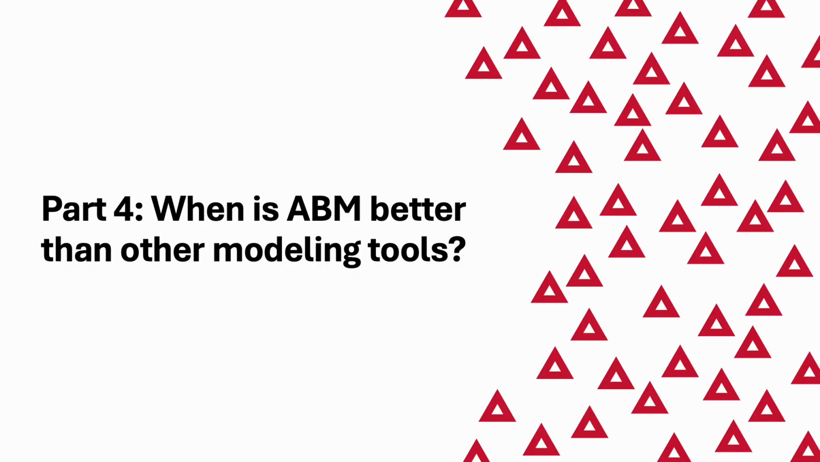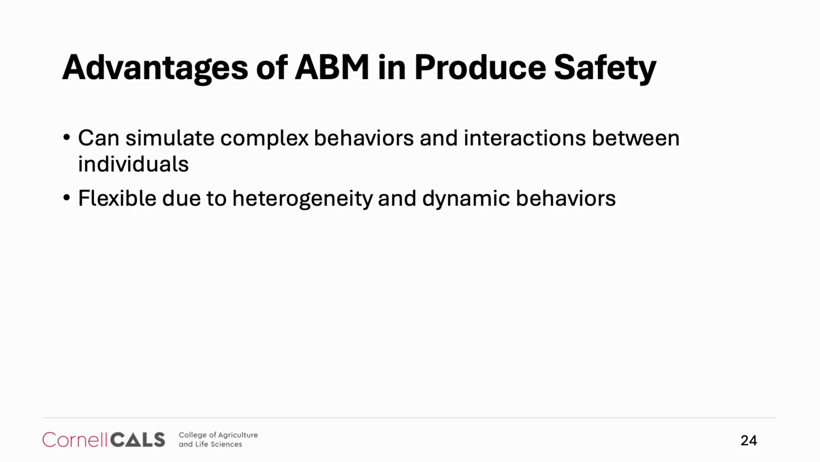So now moving on to the last part of our lecture, let's explore when ABM can be better than other modeling tools. First, let's see what some of the advantages of ABM are in produce safety. As previously mentioned when we were talking about the characteristics of ABM, ABM has a dynamic nature because it can simulate complex behaviors and interaction between individuals, which is not commonly seen in other types of models. It is also flexible due to the heterogeneity that can be considered among agents and their dynamic behaviors.